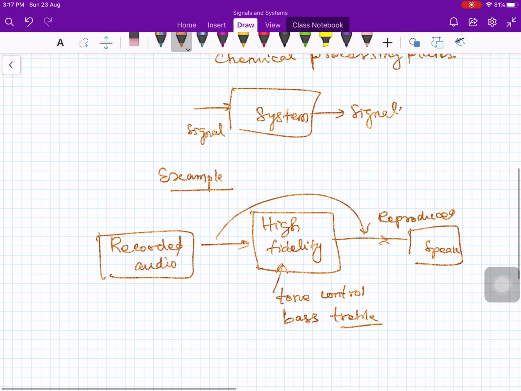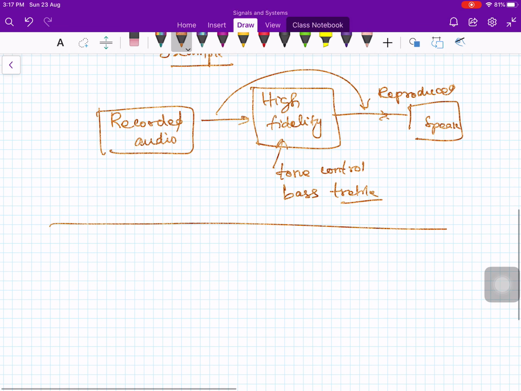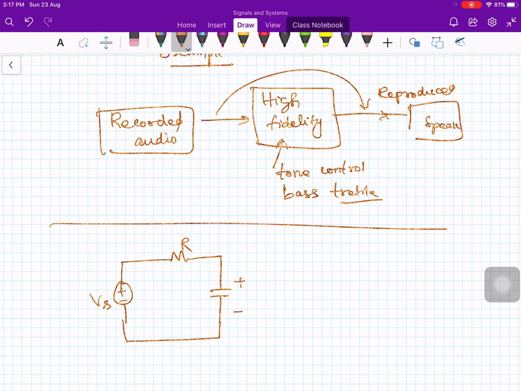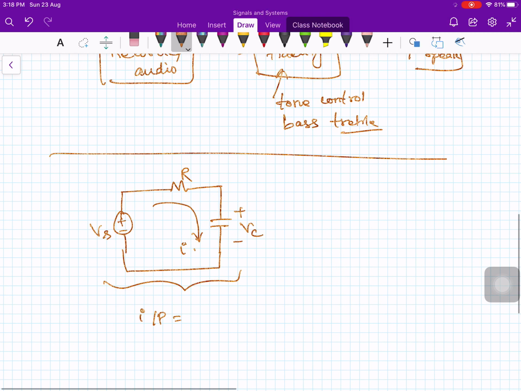Similarly, let us consider the circuit. Let's say you have an input voltage Vs, and this drives the resistor R and a capacitor C. The voltage across the capacitor is Vc and the input voltage is Vs. The current flowing through the circuit is, let's say, I. This can be viewed as a system with input voltage Vs, and the output is also a voltage, but now it is the voltage across the capacitor, let us say Vc(t).